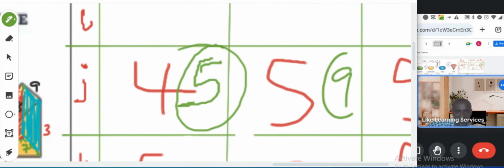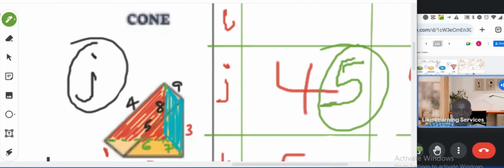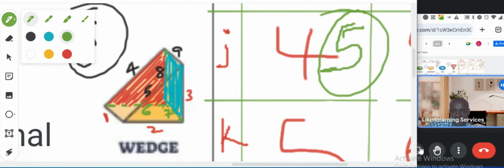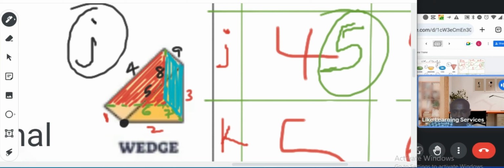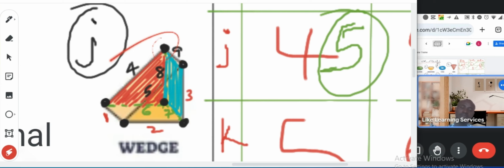It's actually 9. How about the vertices or the corners? Can we count the corners now? Are you ready for that? Yes. Okay, let's count the corners. I'm going to dot them. The corners, or what we call vertices. Have we counted all? So how many? 1, 2, 3, 4, 5, 6. 6 vertices. Is that correct?